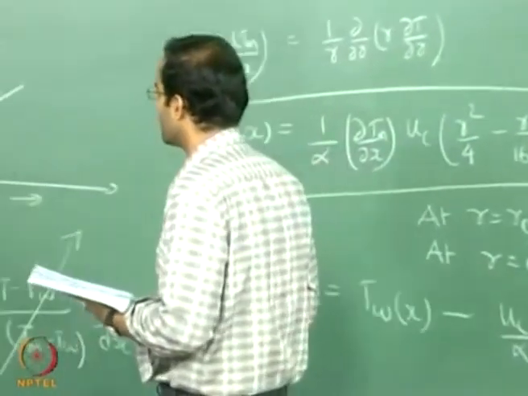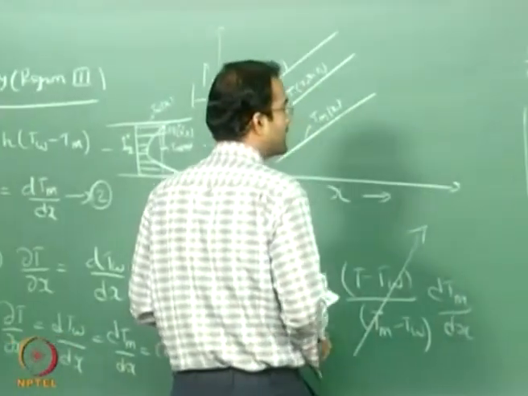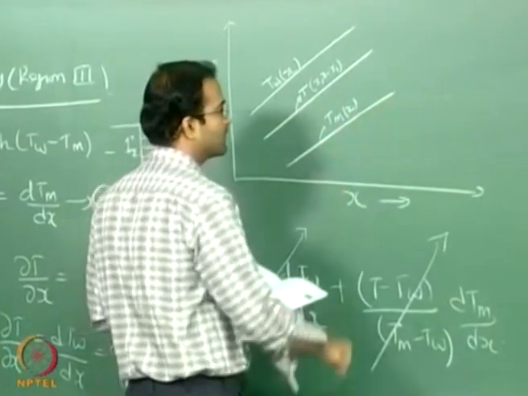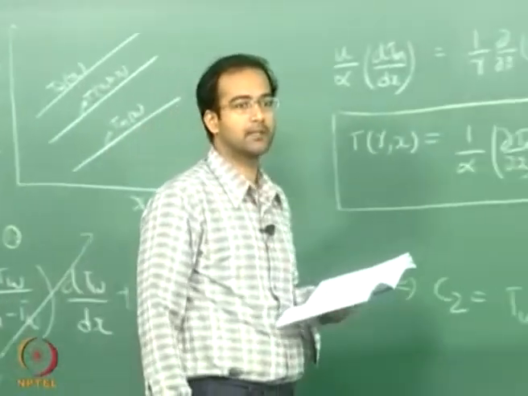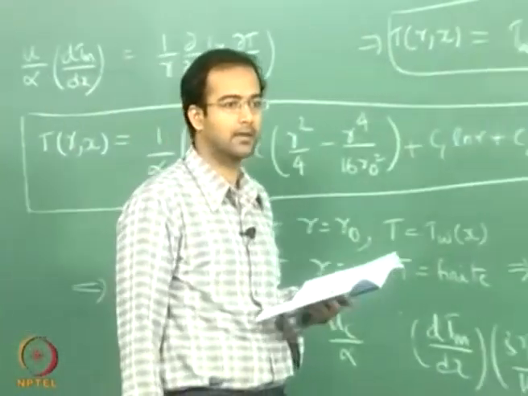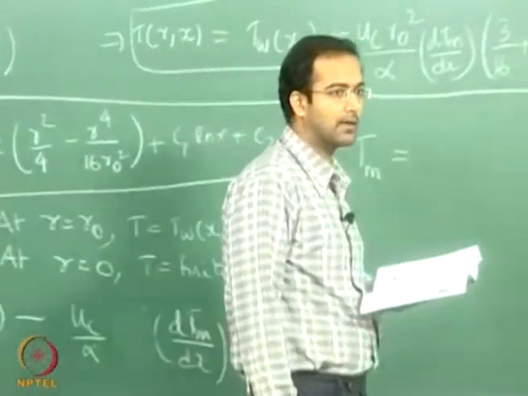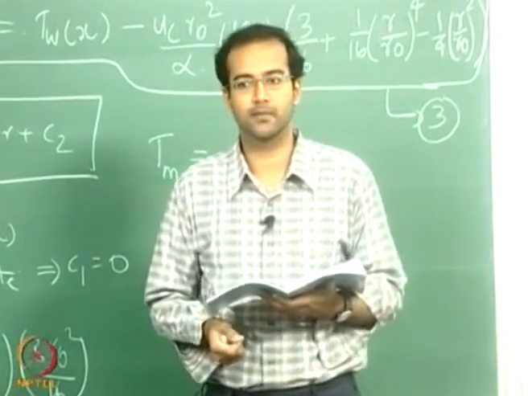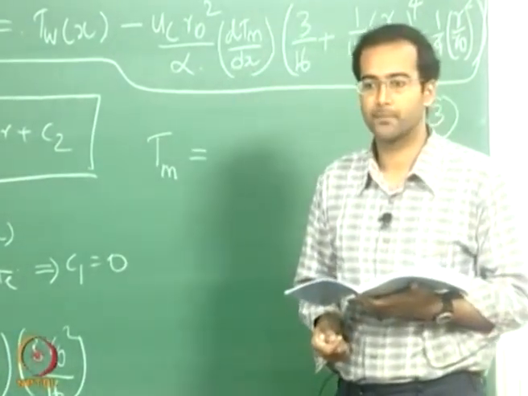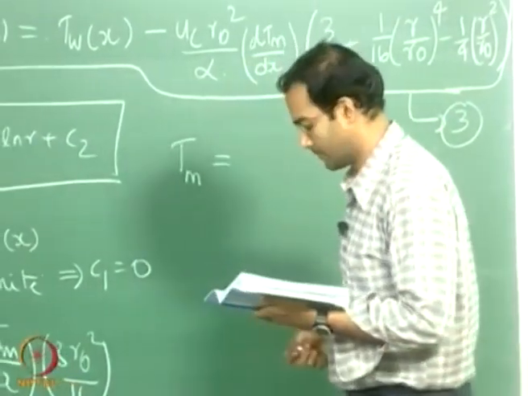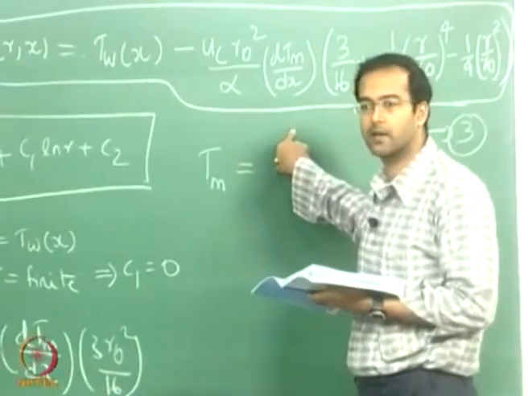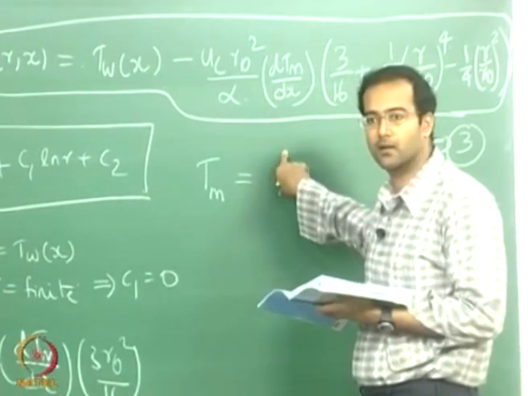So we now know the variation of T with respect to both x and r. Now we should get an expression for the mean temperature varying with x, and of course the wall temperature, or Tm minus T wall, the difference between them. So how do we define the mean temperature? It is basically a mass weighted average of temperature. And how do you mass weight?